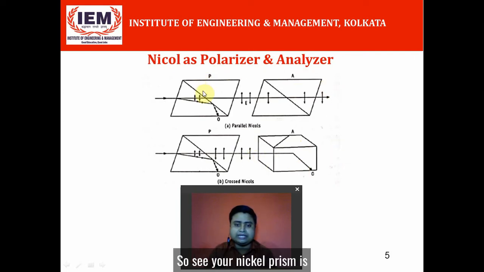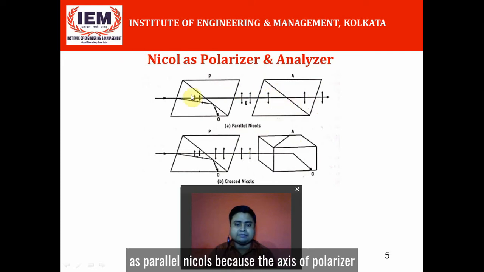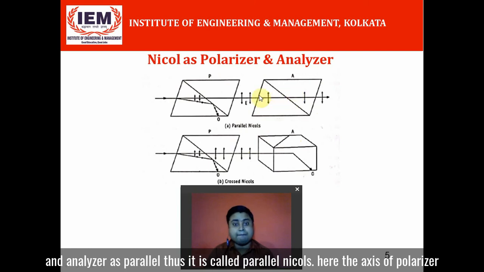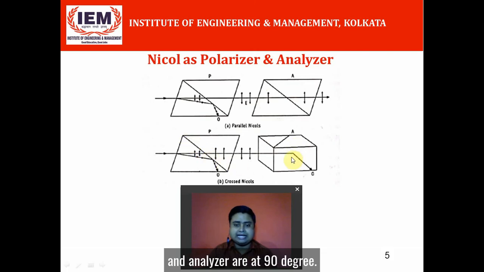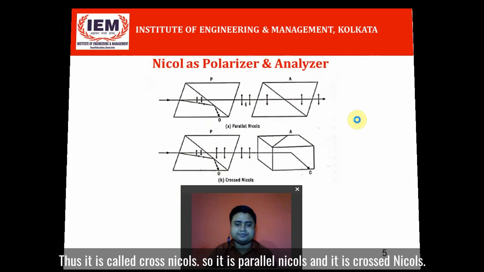So see, your nickel prism can be used as a polarizer and analyzer both. This first case is known as parallel nickels because the axes of polarizer and analyzer are parallel. Thus it is called parallel nickels. Here the axes of polarizer and analyzer are at 90 degrees. Thus it is called crossed nickels. So it is parallel nickels, it is crossed nickels.